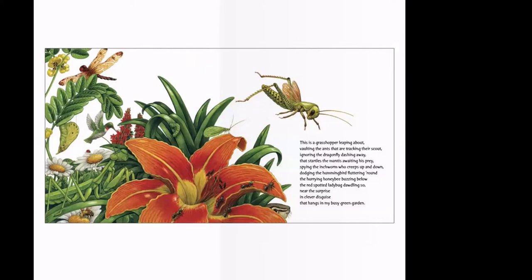What's next? Oh, this is a grasshopper leaping about, vaulting the ants that are tracking their scout, ignoring the dragonfly dashing away that startles the mantis awaiting his prey, spying the inchworm who creeps up and down, dodging the hummingbird fluttering round, the hurrying honeybee buzzing below, the red-spotted ladybug dawdling so, near the surprise in clever disguise that hangs in my busy green garden.